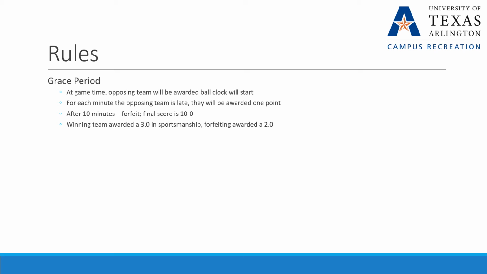At game time, the opposing team will be awarded the ball and the clock will start if one team is not present. For each minute the opposing team is late, they will be awarded 1 point. After 10 minutes, the game is a forfeit and the final score is 10-0. The winning team is awarded a 3 in sportsmanship and the forfeiting team is awarded a 2.